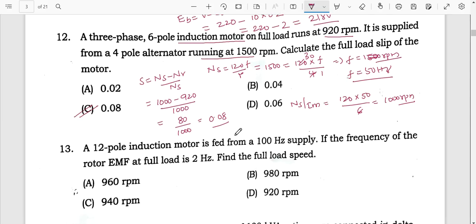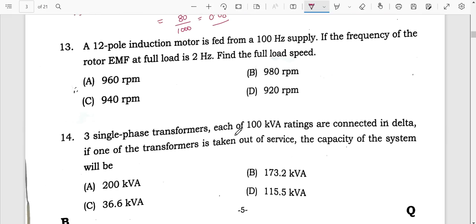Next one. Let me take the next question here. A 12-pole induction motor fed from a 100 hertz supply. If the frequency of the rotor EMF at full load is 2 Hz, find out the full load speed. So here also we need to find the value of speed, but here the given is the frequency, 2 Hz. Now we need to find the full load speed here.